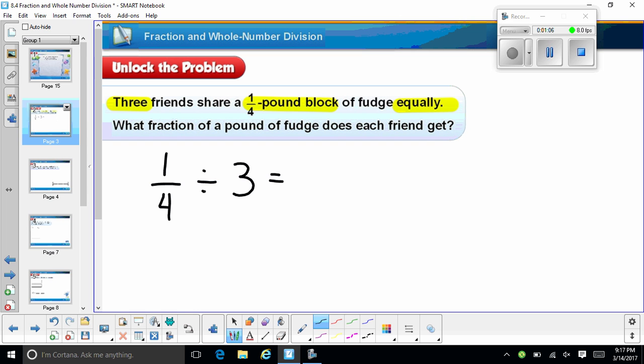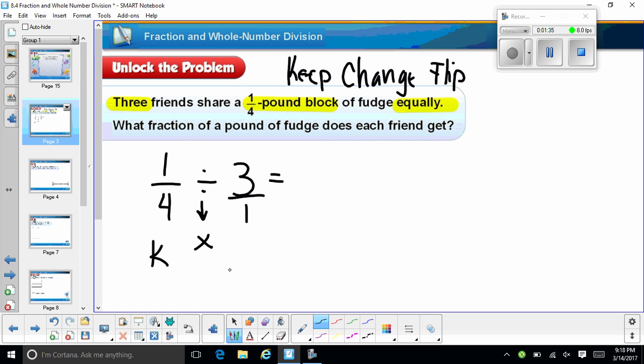When we're dividing fractions or whole numbers and fractions, I need to remember keep, change, flip. I'm going to keep the fraction that I have listed. I'm going to change my division sign into a multiplication sign. And I'm going to take my whole number and write it over 1. I'm then going to take whatever my second number is that I'm dividing by, and flip it. And we call this the reciprocal.